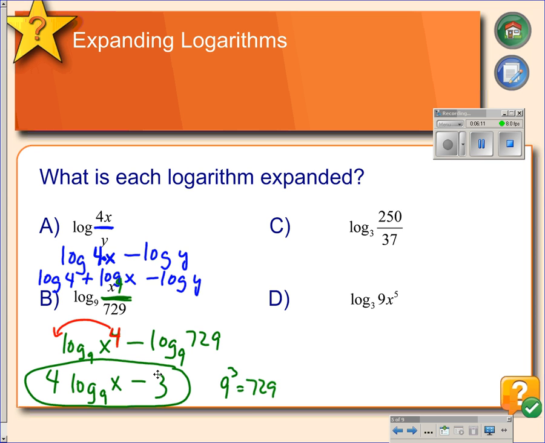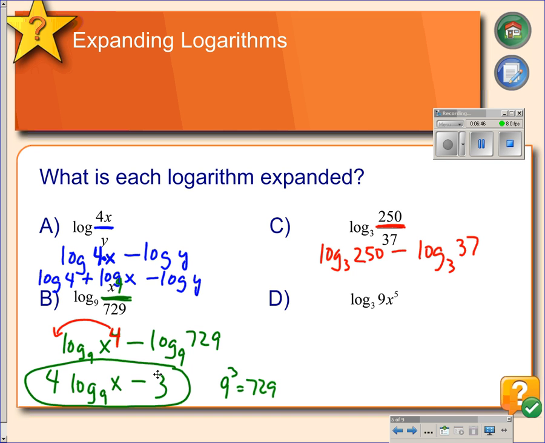Example C, again we have division. So since it's division, we can change the division into expanded log. Division becomes subtraction. So we have log base 3 of 250 minus log base 3 of 37. There is no exponent that turns a 3 into a 250, so we can stop there. There also is no log that changes a 3 into a 37, so this is going to be our finished version.